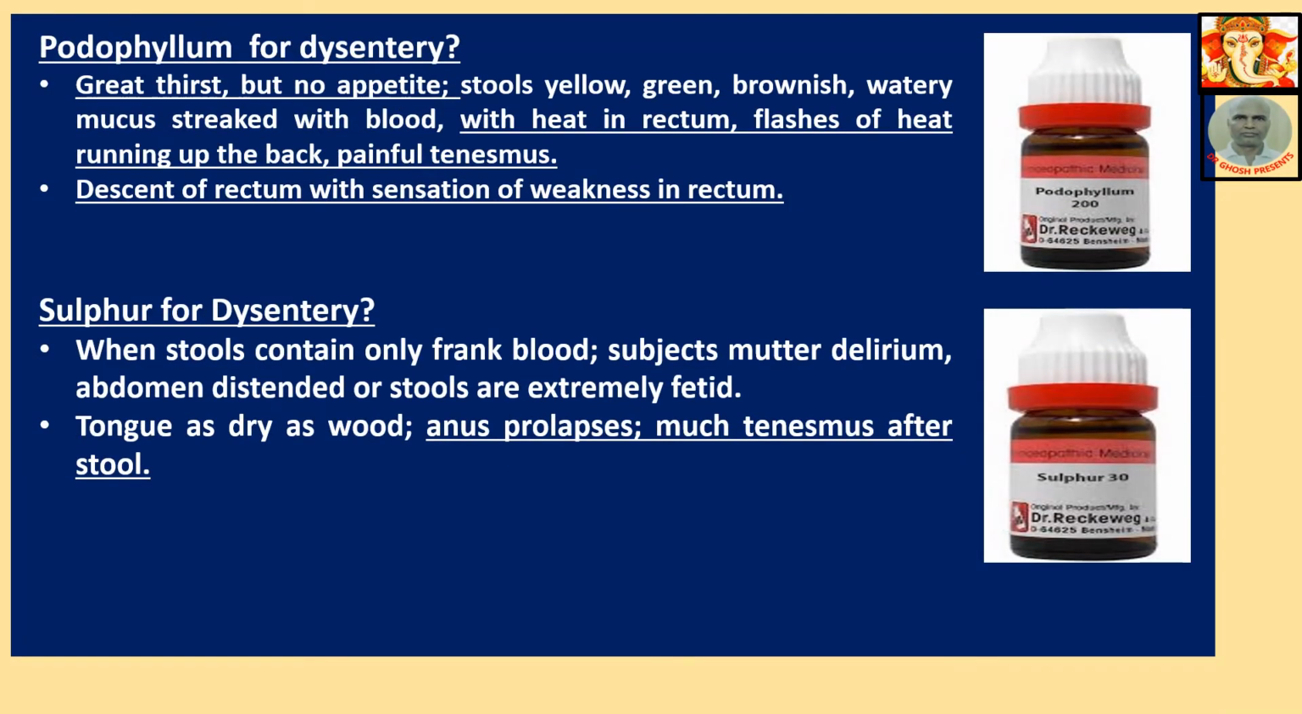Podophyllum for dysentery. Great thirst but no appetite. Stools yellow, green, brownish, watery. Mucus streaked with blood, with heat in rectum. Flashes of heat running up the back, painful tenesmus. Descent of rectum with sensation of weakness in rectum.